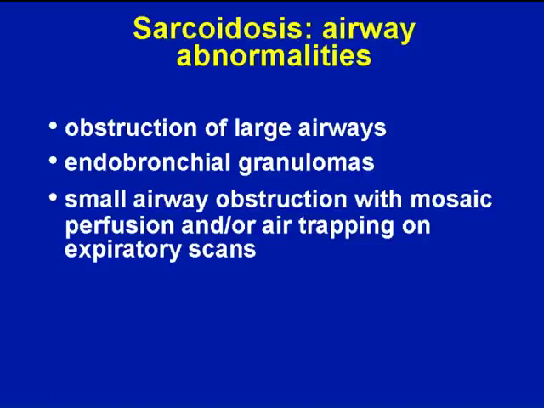Now, sarcoid may also be associated with airway abnormalities. These may result in obstruction of large airways. You can have masses of sarcoid granulomas that will obstruct a main or lobar bronchus. You can have small endobronchial granulomas, and small airway obstruction may result from these bronchiolar or airway abnormalities, resulting in mosaic perfusion and/or air trapping on expiratory scans. So sarcoid can result in both large airway and small airway abnormalities.